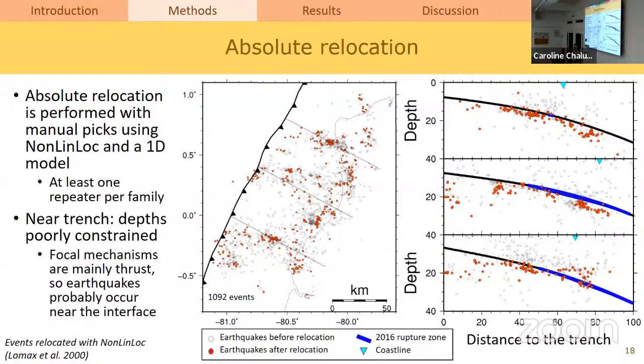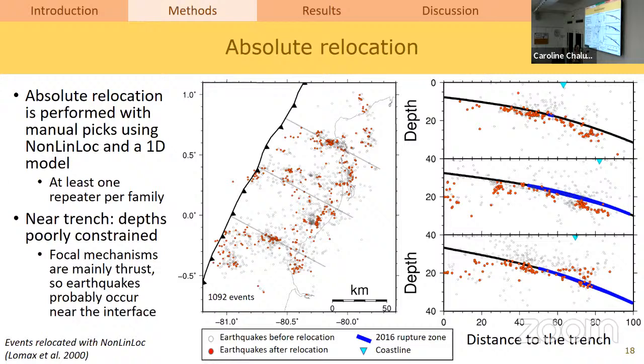So this is all of the events that have been manually picked, and this was work that was not just me picking these events, but also the product of several other people. The gray circles are the initial locations of the earthquakes, and after the manual picking, the red dots are the final locations of these earthquakes.